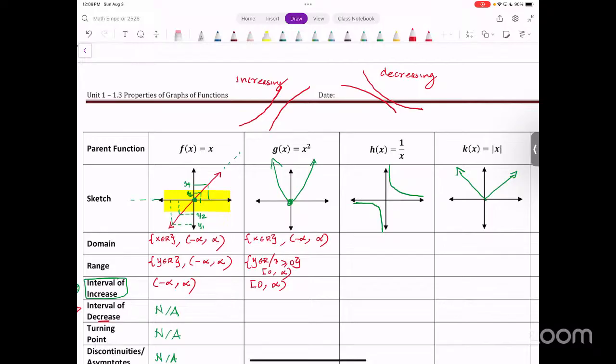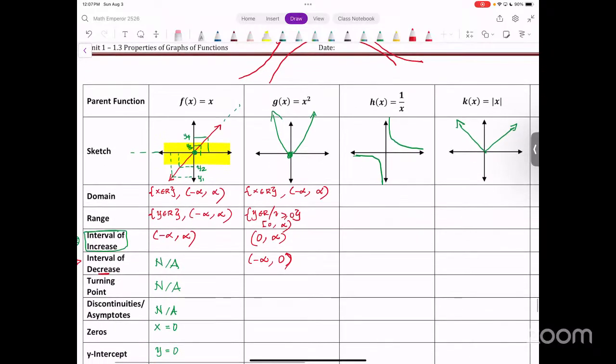Okay, how about interval of decreasing? Would it be like negative infinity? Correct. All the way up to 0. Because 0 is the common point, we're not going to include 0 in both places, because 0 is common for both of them, increasing and decreasing. So we're going to put that with a C bracket.